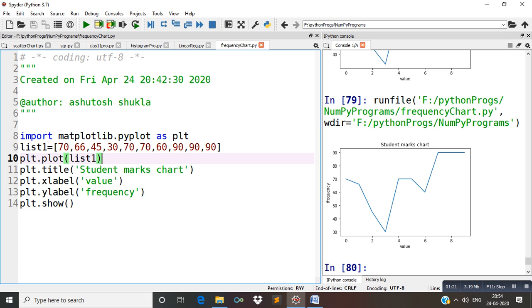plt.plot(list 1) we can write. So simply by using the plot method we can form a frequency chart. Okay, and this list 1 data we can pass. And here at line numbers 11, 12, 13 and 14, these lines are very simple. You are all aware of these lines. What is the purpose of these lines? Nothing to explain about all these lines. You can only see what the output is and what is the meaning of the output.